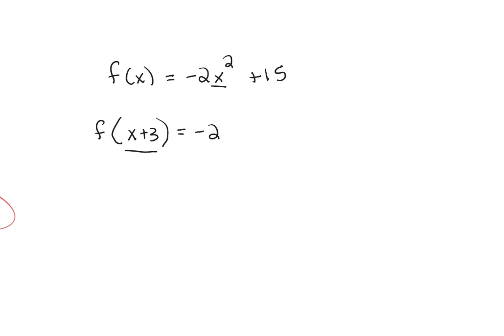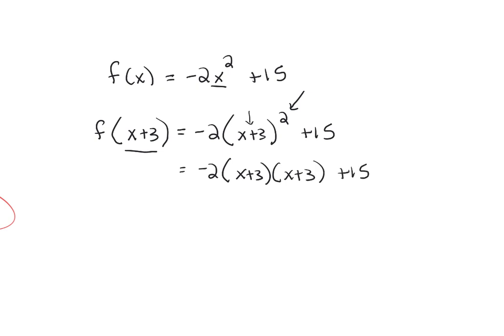All right, so another of this type, f of x equals negative 2x squared plus 15. And we will evaluate f of x plus 3. So I'm putting a binomial into x. So negative 2 in parentheses x plus 3 squared plus 15. Squaring anything means multiply by itself. You cannot distribute this in because of that addition right there. So negative 2, this is x plus 3 times x plus 3 plus 15.